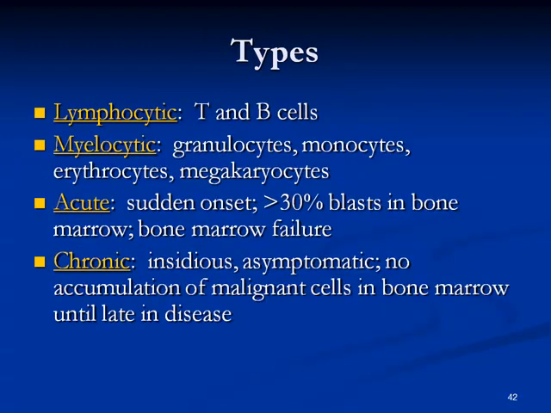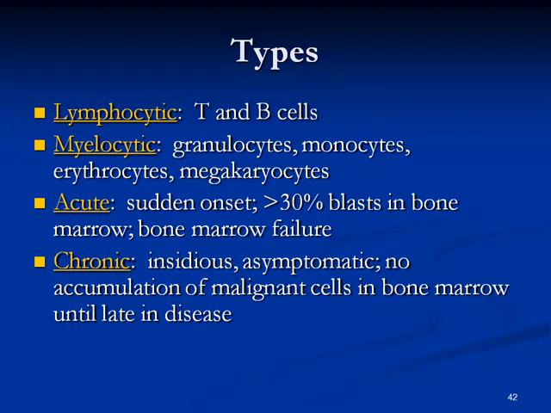Now, the major types that we're going to look at: lymphocytic leukemia, which can be T cells or B cells, and myelocytic, which can be granulocytes, monocytes, erythrocytes, or megakaryocytes, which are the precursors for platelets. So although it's leukemia, which is white blood cell, you can have red blood cell leukemias and platelet leukemias as well. They're much more rare than white blood cell leukemias.